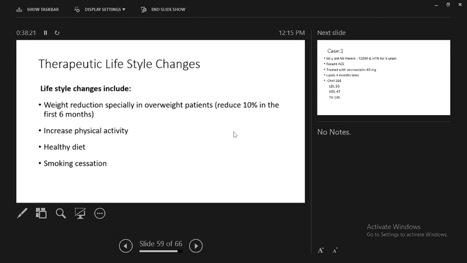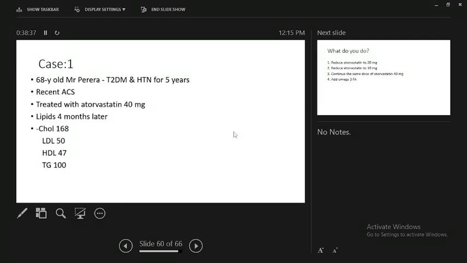So that's the last thing on medication. Therapeutic lifestyle, I'm not going to discuss in detail, though I want to because it's a very fun topic of mine: weight reduction, increased physical activity, a healthy diet, and smoking cessation. If you have any questions, I'm happy to answer. We'll discuss one case, and then I am going to end my talk.